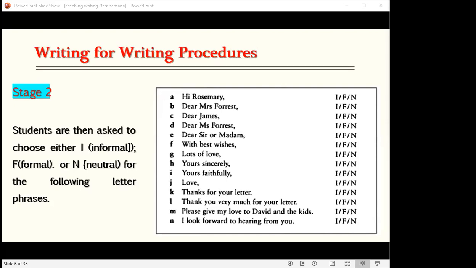If we use a formal language or an informal language, this is the register. Remember, don't forget about it. The register is the kind of language that you're going to use according to the situation, according to the context.